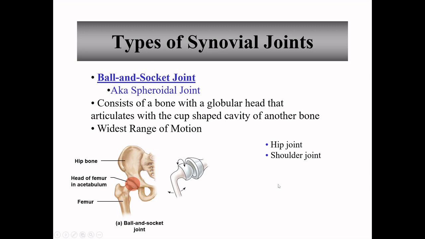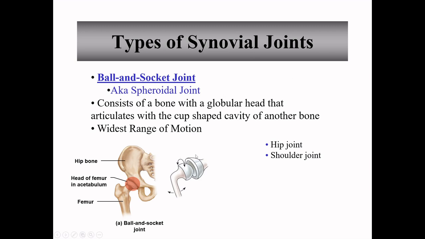So we have a few different types of synovial joints to talk about. And like we said, it's most joints in the body, so we have to separate them out into categories. What I want you to know for this part specifically is you've got to tell me the name of the joint, the AKA of the joint, and what makes that type of joint special, what makes it different from the other joints that we're going to talk about. So we've got 6 different types of synovial joints to look at here.